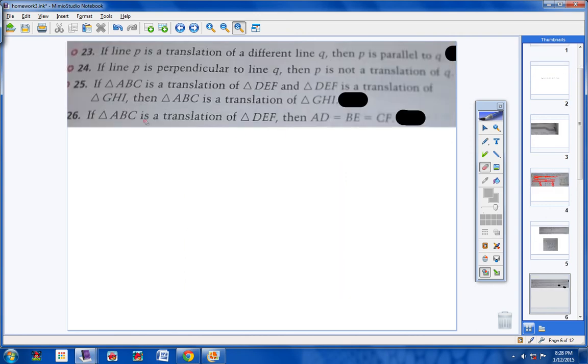Alright, moving on to 23 through 26. If P is a translation of Q and they're different lines, then P has to be parallel to Q. Guys, that's true. Let's call this line P, okay? Now look, if you take this line right here, let me draw another one right on top of it. If you take that exact same line and you translate it over, up, here, I don't care where you put that line, it's going to be parallel unless you put it right here. But they covered that right here. They said that it has to be different lines.